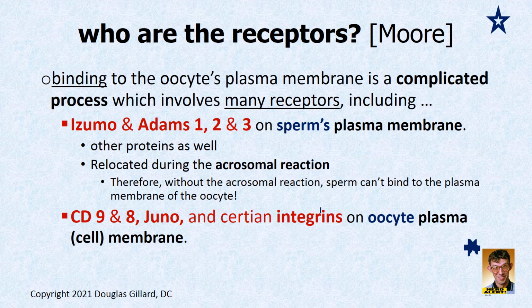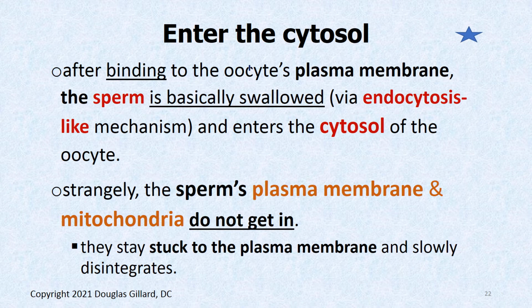We won't really worry about that. But CD8 and 9 and Juno meet up with ADAM 1, 2, and 3, and Izumo. Not fun stuff to memorize, and I know, and I don't know what to do about it. It just kind of is what it is. So now we have part of the sperm that's gotten into the oocyte. So that's kind of neat.